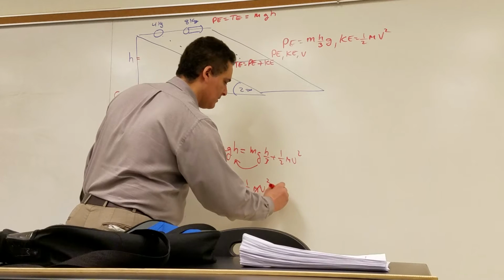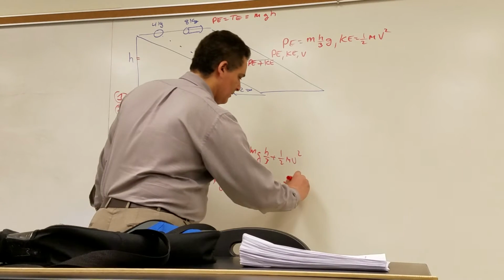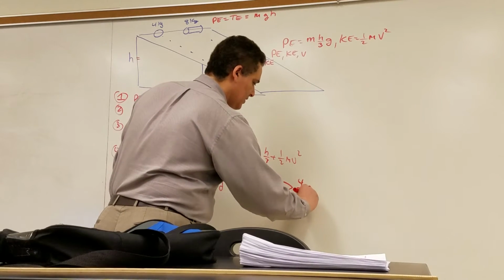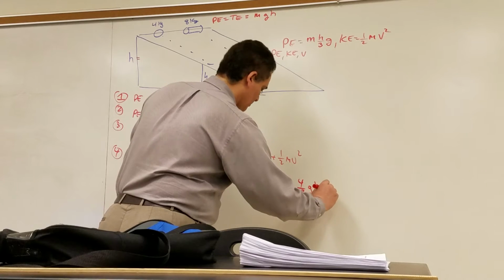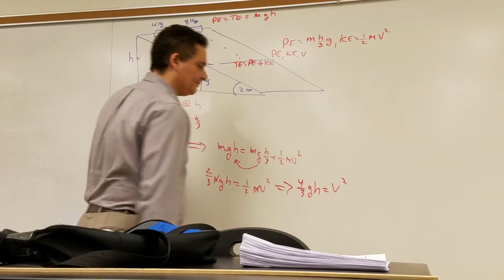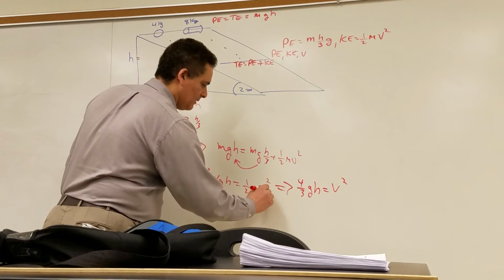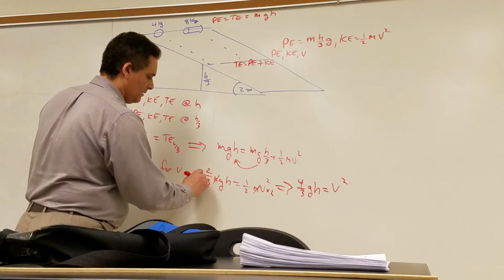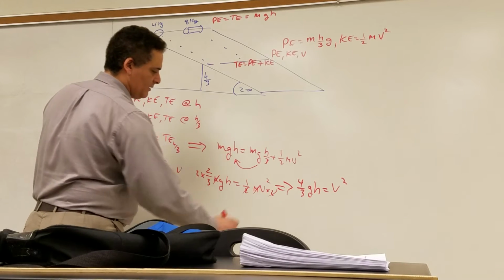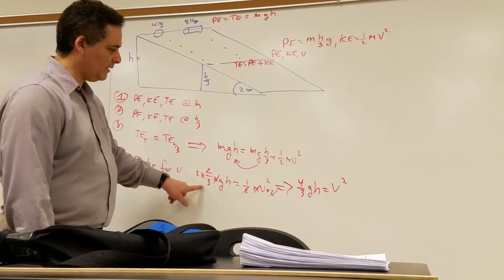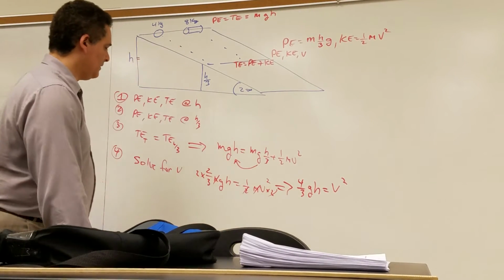So this becomes 4 over 3 g times h equals v squared. That's what that says, right? If I multiply both sides by 2, this cancels, I'm left with 4 over 3 gh equals v squared, right?